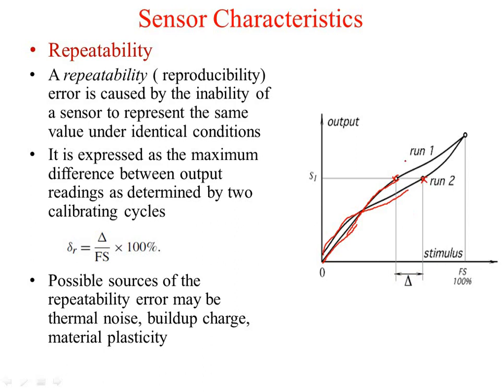This is the difference between the two calibration runs. So that delta is divided by the full span, and this is the full span you will be getting. So whatever may be the delta, it should be minimum, and if it is minimum, we can say that it is repeatable. So delta upon fs into 100, that percentage should be minimum.